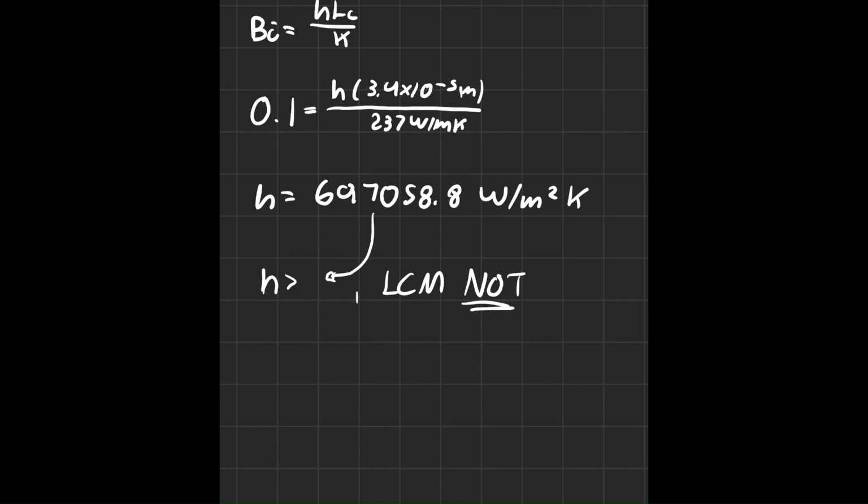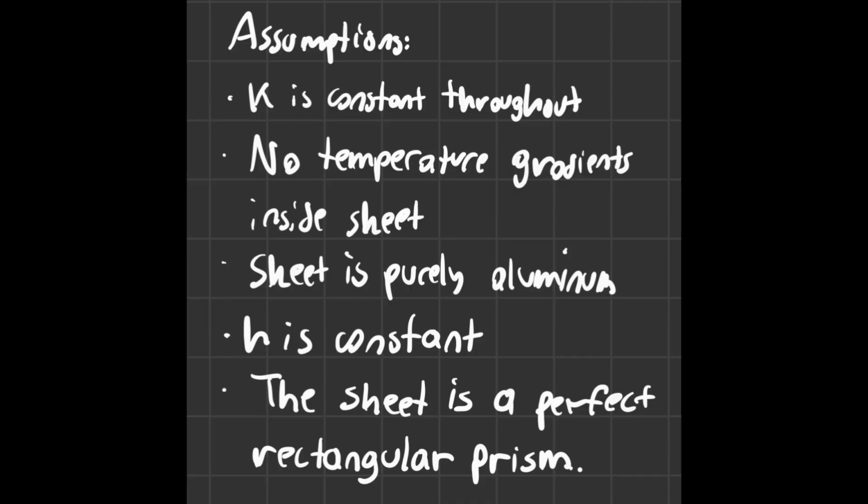The convection coefficient for air is between 5 to 30 watts per meter squared Kelvin, so the lump capacitance method is more than valid and will be used. The assumptions made in the experiment include that the thermal conductivity is constant throughout, that there are no temperature gradients inside the aluminum sheet, that the sheet is purely aluminum, that h is constant, and that the sheet is a perfect rectangular prism.